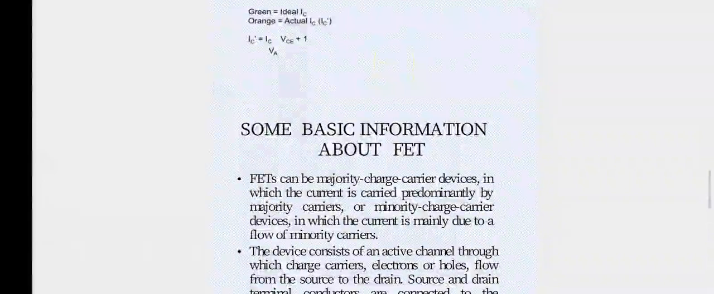Then another transistor is called the field effect transistor. Some basic information about the field effect transistor, generally called FET. FETs can be majority charge carrier devices, in which the current is carried predominantly by the majority carrier, or minority charge carrier devices, in which the current is mainly due to the flow of minority carriers. The device consists of an active channel through which charge carriers, electrons or holes, flow from source to drain. Source and drain terminal conductors are connected to the semiconductor through ohmic contact.